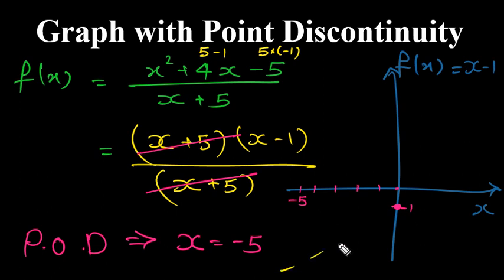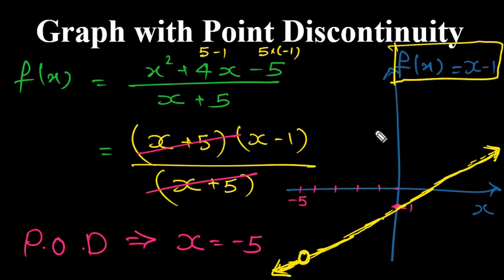The graph will go like this, passing through the y-intercept, going upward because the slope is positive and the slope is 1. Now the point of discontinuity is at -5, so there will be a hole in the graph like this. So this is a continuous graph, and at -5 there is a discontinuity. Okay, so that's how you draw the graph. Why do I draw a straight line? Because if you see, f of x is equal to x minus 1, this is the equation of a straight line. So that's it for this question.